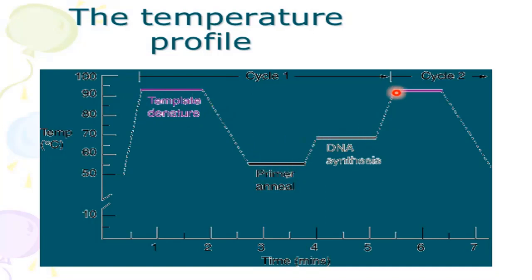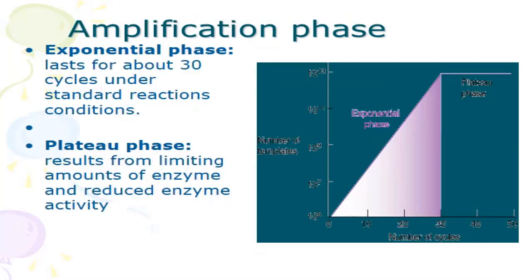Second cycle: denaturation, annealing, and extension, and so on until we reach the final cycle of the program, followed by a final extension and a hold temperature to complete the PCR. In the amplification phase, I have two phases: the exponential phase and the plateau phase.